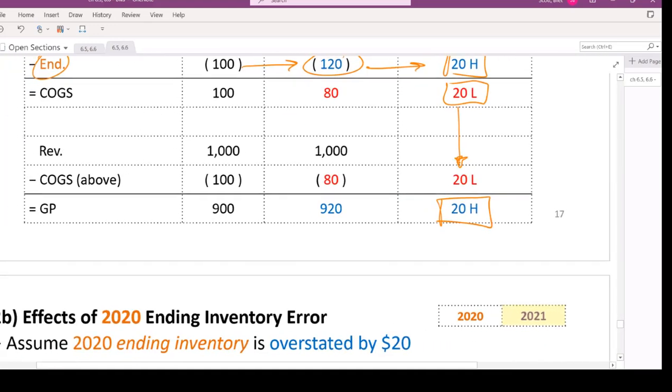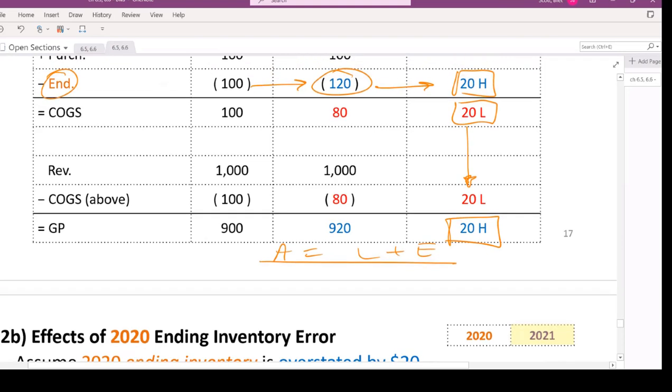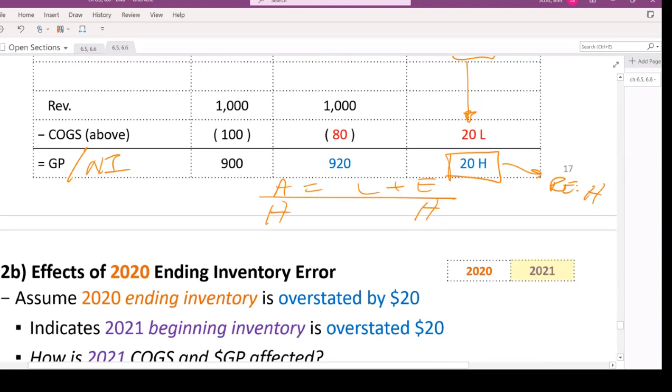Now, as you know, we have assets equals liabilities plus equity. This is for 2020. We know that ending inventory is too high. We know that also this effect on gross profit, assuming it also affects net income directly, 20. That means retained earnings is going to be too high by 20. So retained earnings is too high. Overall equity is too high. 2020 financial statements, the year of the error, that is jacked up. That is messed up. Ending inventory should be fixed at this point.